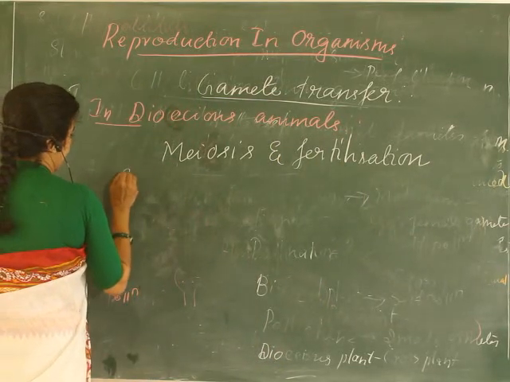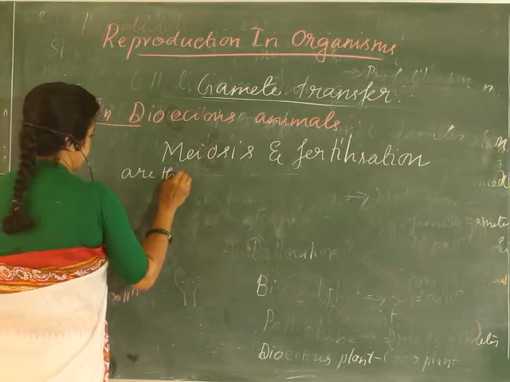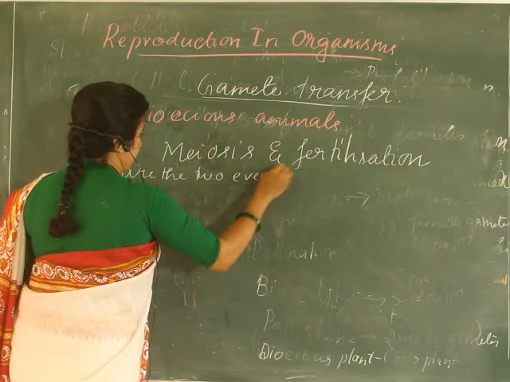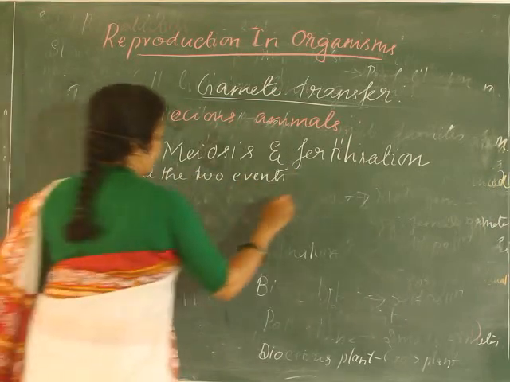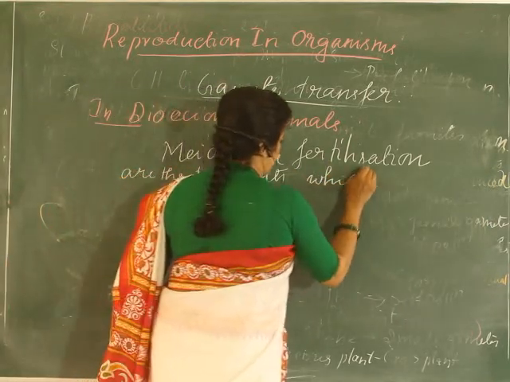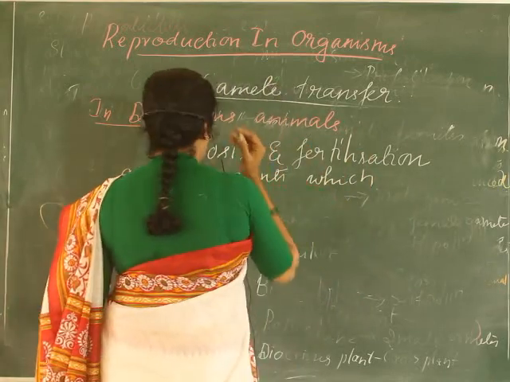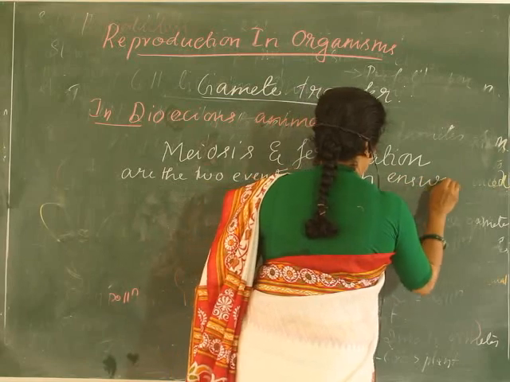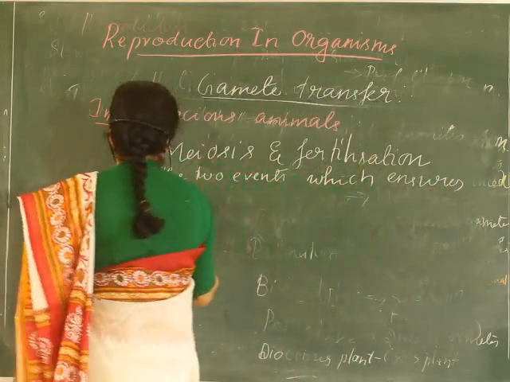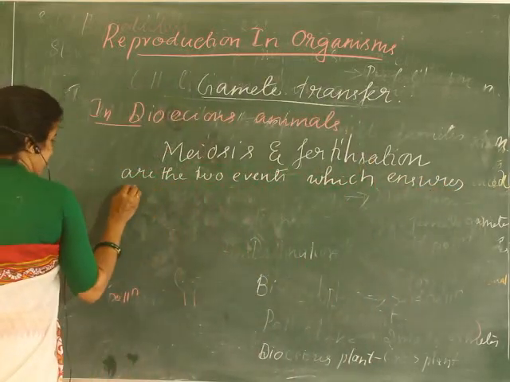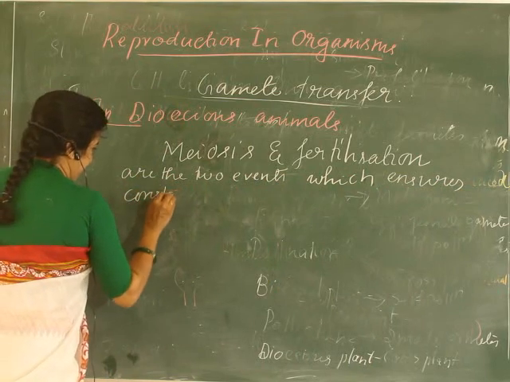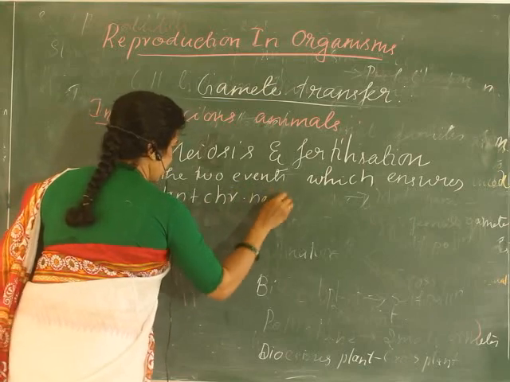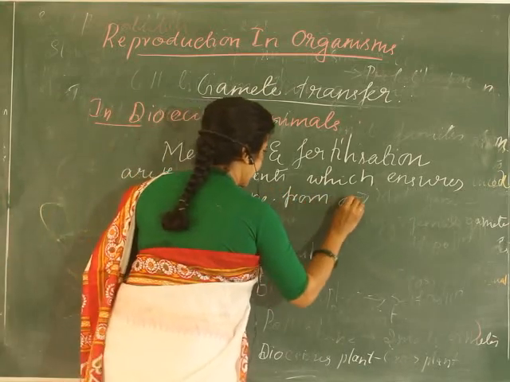Meiosis and fertilization are the two events which ensure the constant chromosome number from one generation to the next generation.